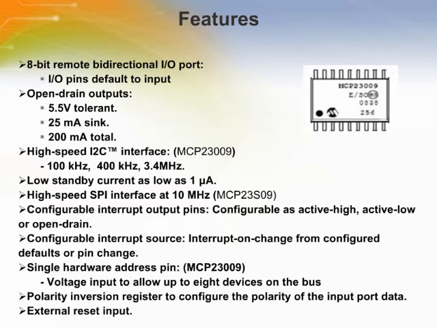The system master can enable the I/Os as either inputs or outputs by writing the I/O configuration bits. The data for each input or output is kept in the corresponding input or output register. The polarity of the input port register can be inverted with the polarity inversion register. All registers can be read by the system master.